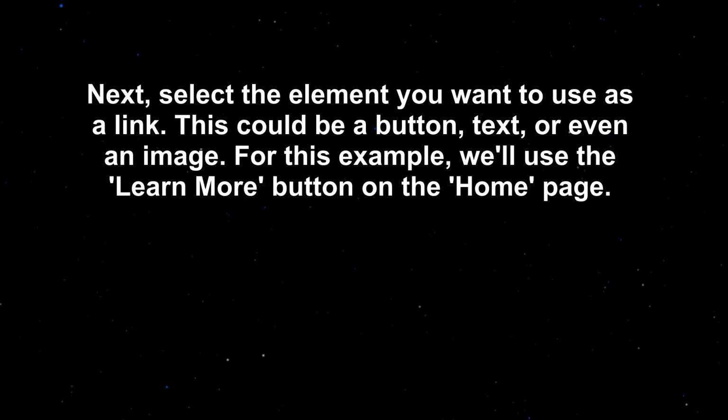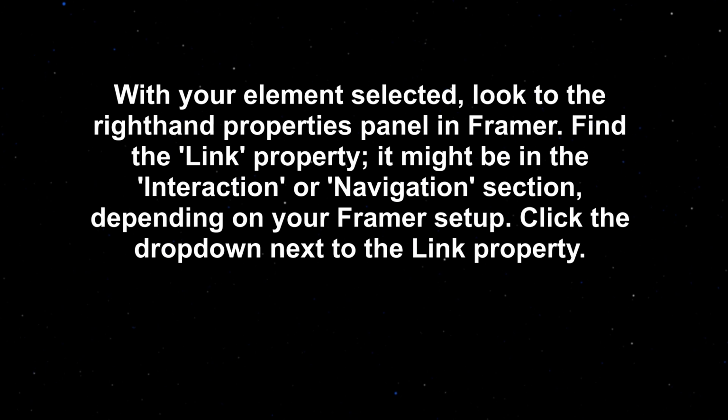Next, select the element you want to use as a link. This could be a button, text, or even an image. For this example, we'll use the Learn More button on the home page. With your element selected, look to the right-hand Properties panel in Framer, find the link property. It might be in the Interaction or Navigation section, depending on your Framer setup.